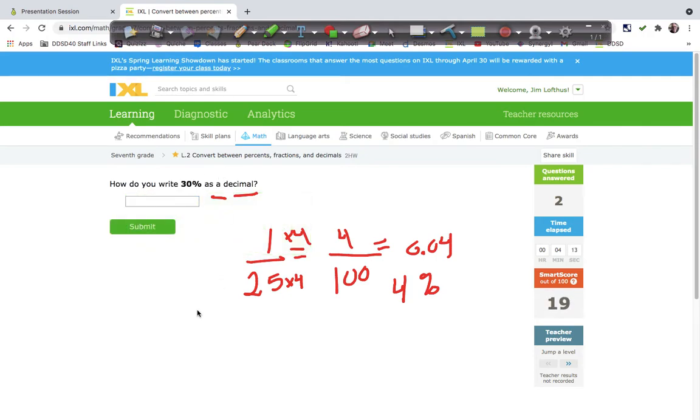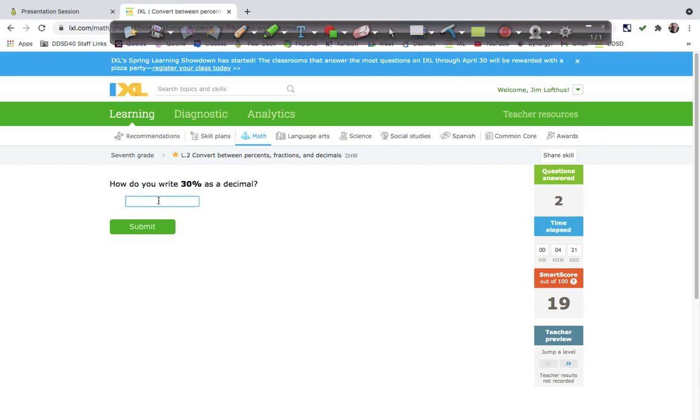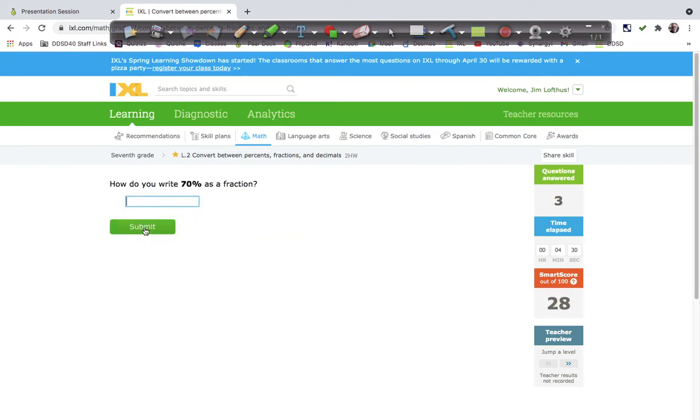And let's clear this. And 30% as a decimal is 0.3. You could put 0.3, or you could put 0.30. Both of those are the same percent.